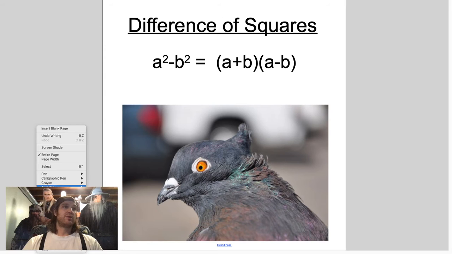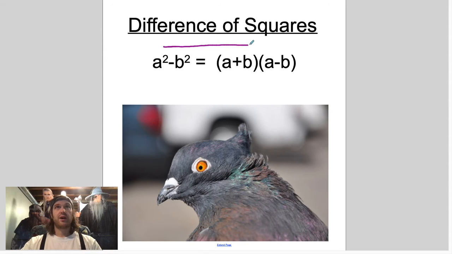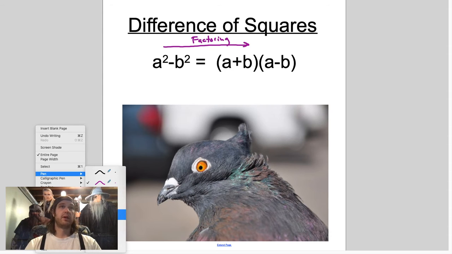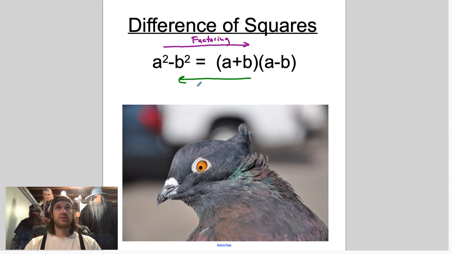And we can do this in two different directions. If we're going from the left to the right, we are factoring, and that can really save you some time. And if you're going in this direction, we are expanding, multiplying these out. Some might call it foiling or something else. So this can save us a lot of time going both directions if we are able to recognize it.